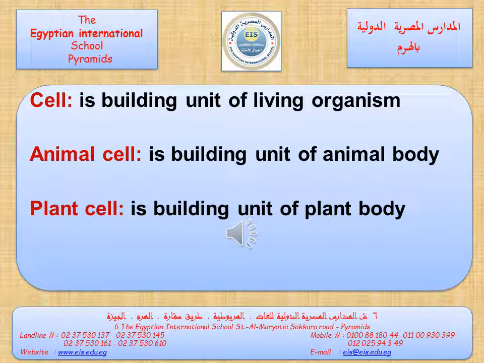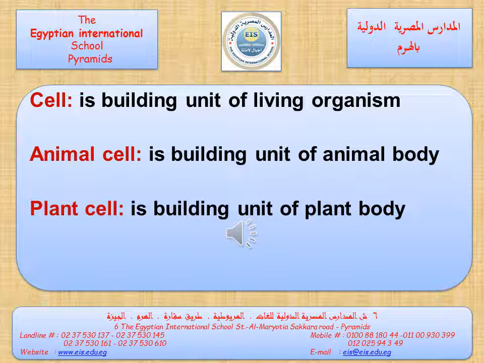Here also, what is the definition of cell? It is the building unit of living organism. Reversing the question, if it says write the scientific term, give one word: the building unit of living organism, you will write the cell. If you are asked the definition of animal cell, it is the same definition of the cell but just changing, instead of living organism, write animal body.